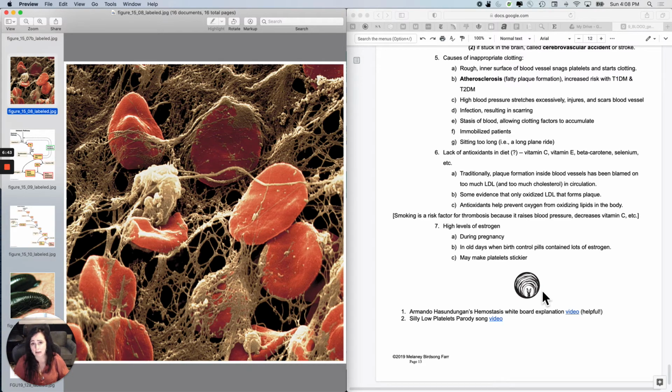Atherosclerosis, which is fatty plaque formation primarily from cholesterol and also sugar in your diet, increases the risk. And when it lays down inside your blood vessels, it doesn't lay down smoothly. And atherosclerosis also increases with type 1 and type 2 diabetes. High blood pressure stretches your vessels and tends to scar them, and then they're lumpy on the inner surface. Infections resulting in scarring, stasis of blood, just being still for a really long time, like a 24-hour flight to wherever, allows for clotting factors to accumulate.